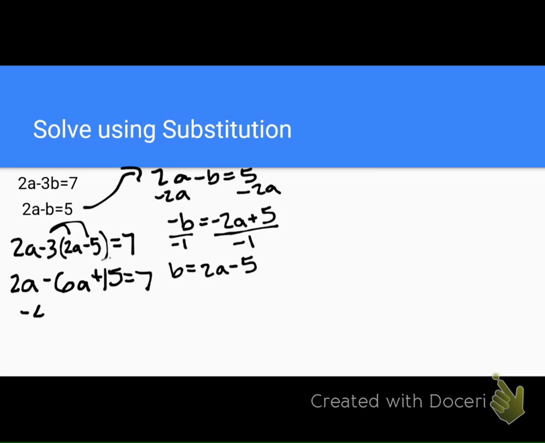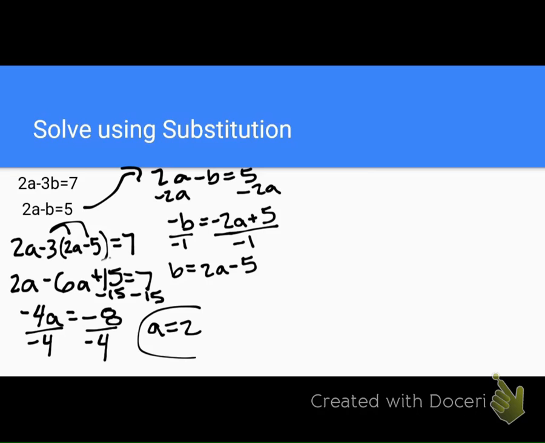Combining like terms, I get negative 4a equals, subtracting this 15, negative 8. Then dividing by negative 4, I get a equals 2. So I have a value for a. I need to plug that back into one of my original equations to get a value for b.